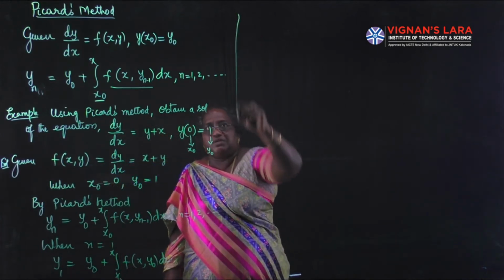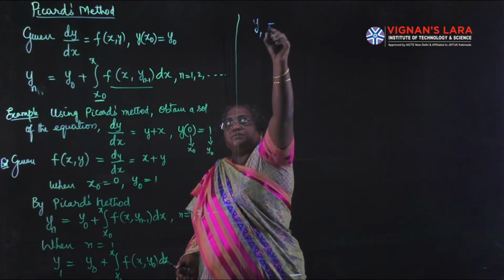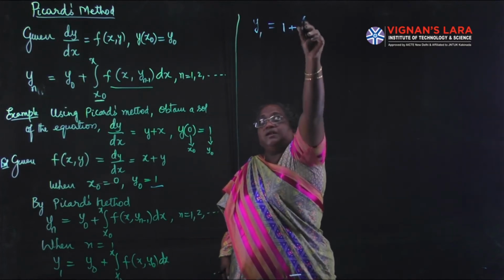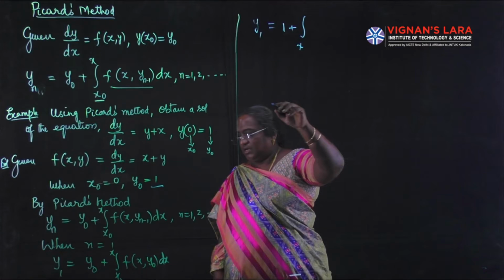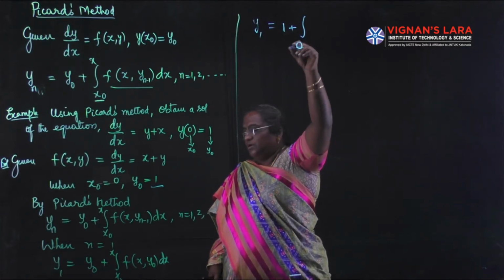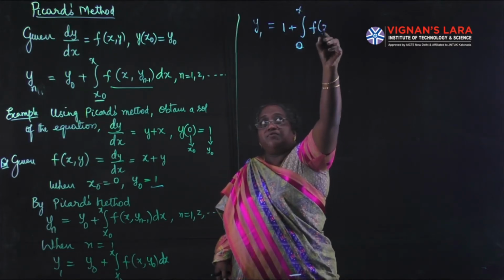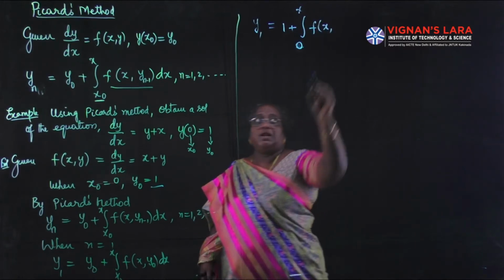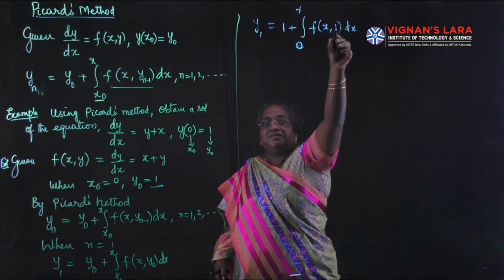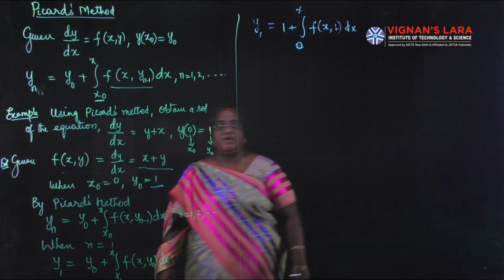If we substitute, what do we get? y1 is equal to, what is y naught? Y naught is 1 plus integral x naught, and x naught is 0, to x. F of x comma, what is our y naught? Y naught is 1. Means wherever x is there you have to replace x, and wherever y is there you have to replace 1 in your f of x comma y, x plus y.